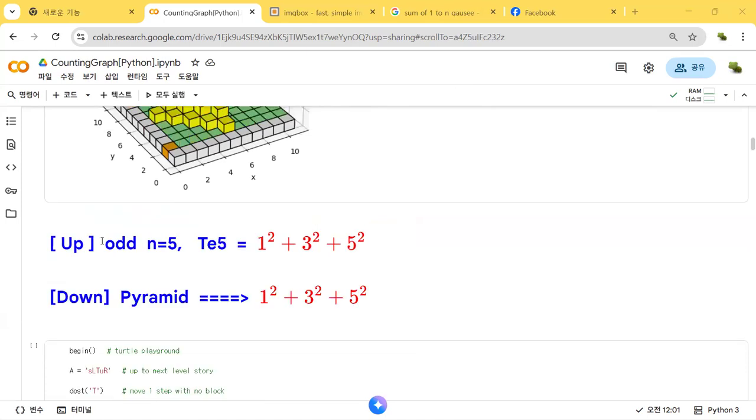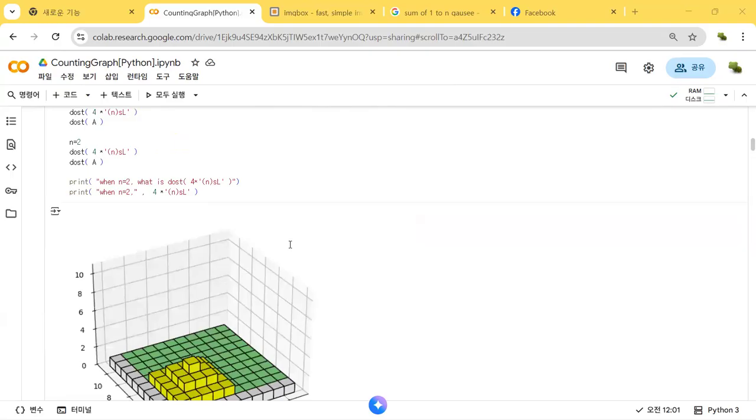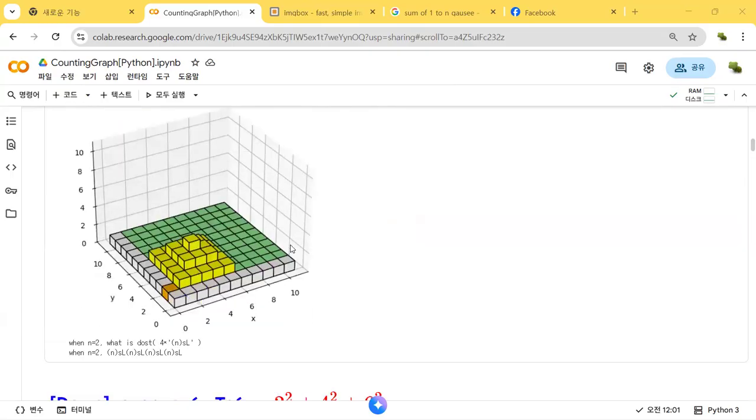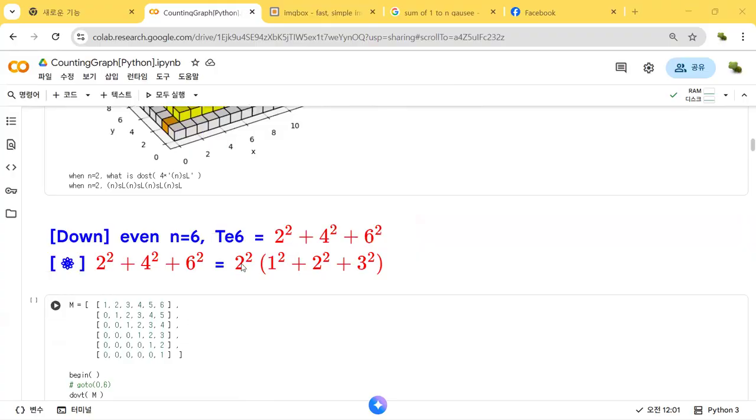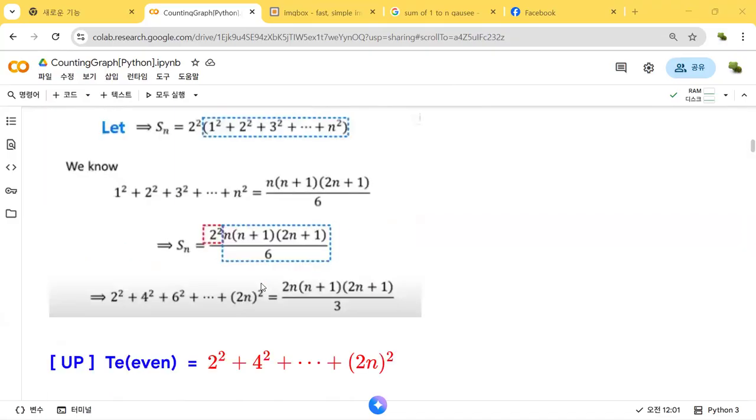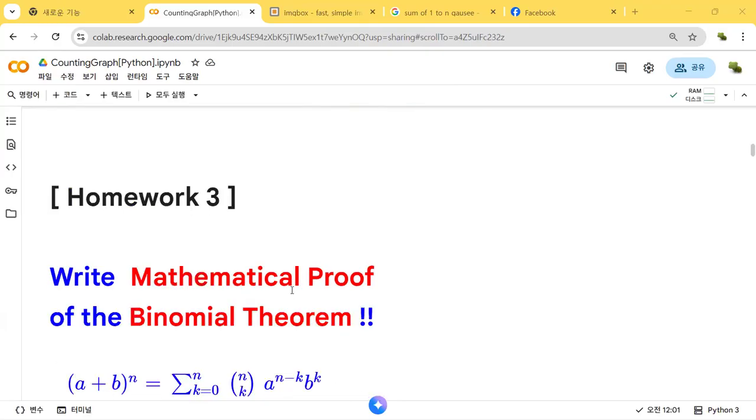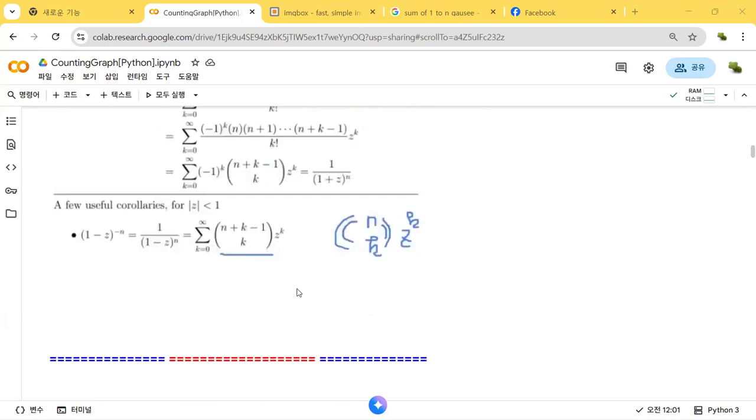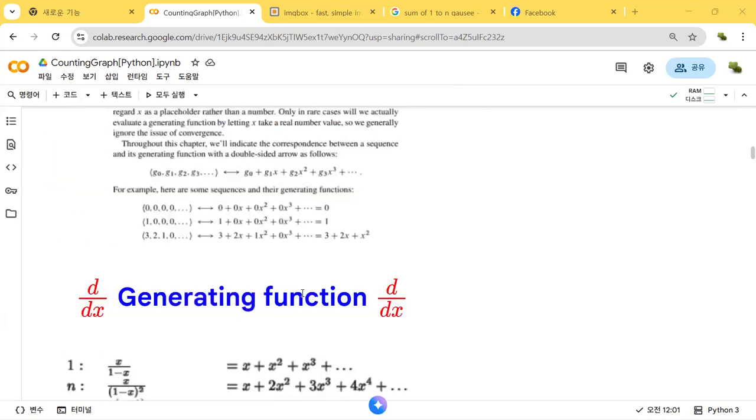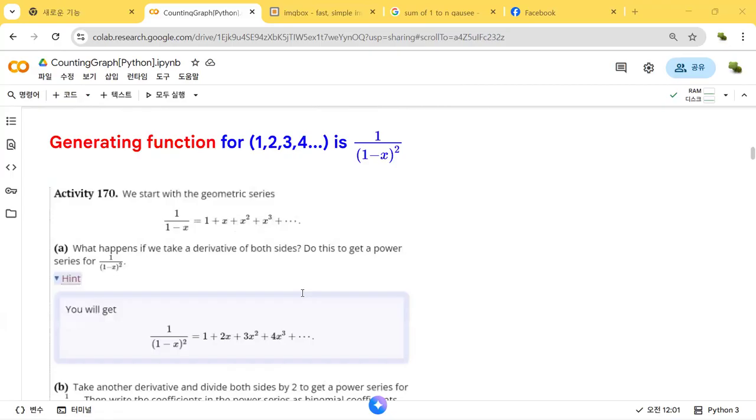And let me emphasize this formula one more time. This is a very fundamental formula and very important in discrete mathematics. So there are many other proofs. Like this, but also in modern discrete mathematics, we can prove this formula using a very famous generating function method. Okay, generating function.